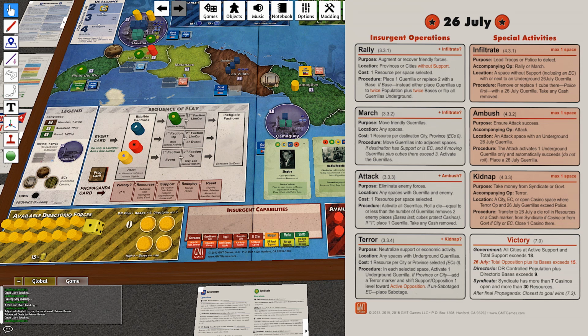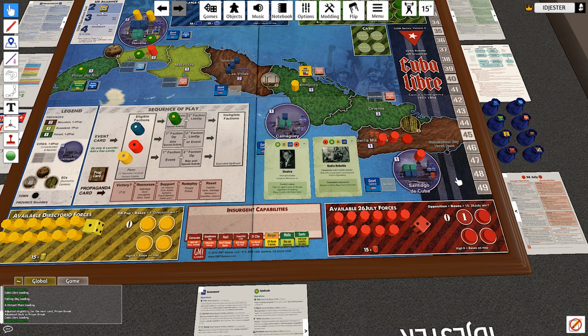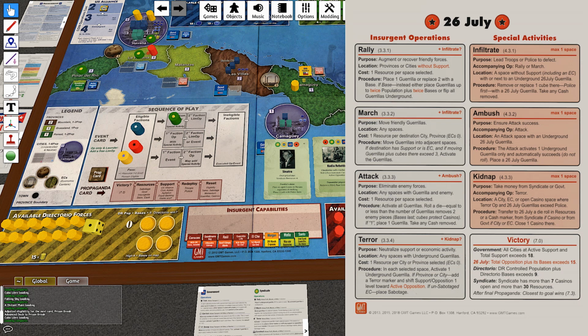Not a limited operation. It is going to be an operation, which means if he decides to rally, it would cost him 1 resource per space. He could do it in 10 spaces if he wanted to. Or if he marched, it would cost him 1 resource per destination. Again, he could do it in 10 destinations. It's not a limited operation. It is an operation with no special activities. So big difference between those.